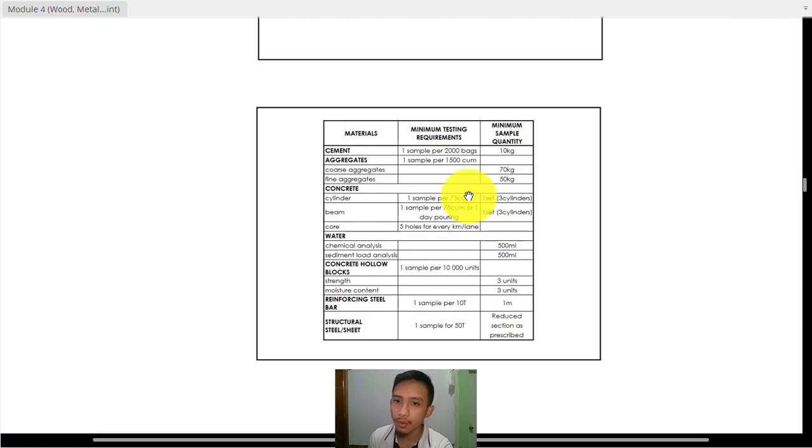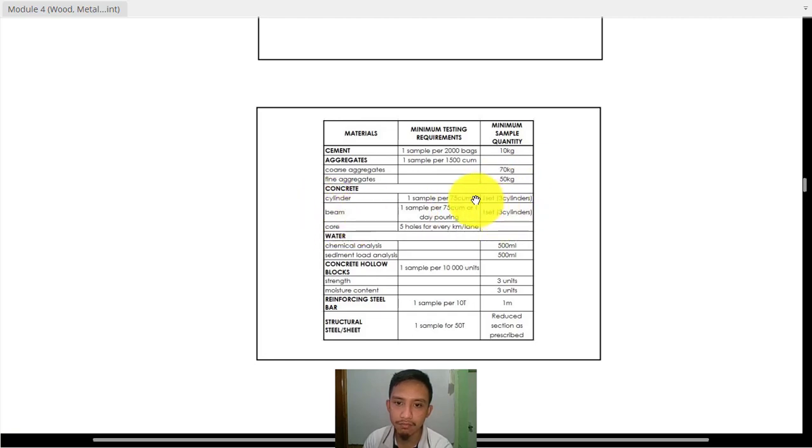If you are going to pour a concrete mix which is 75 cubic meters or less, there should be one cylinder sample for that. One sample for cylinder is one set, and one set is composed of 3 cylinders. By the way, why 3 cylinders? We are going to test these 3 cylinders, get the average, and that will be the result. That's why we have 3 cylinders in one set.